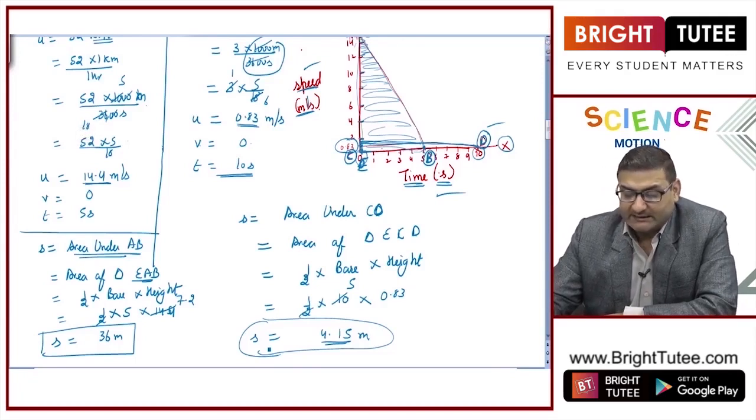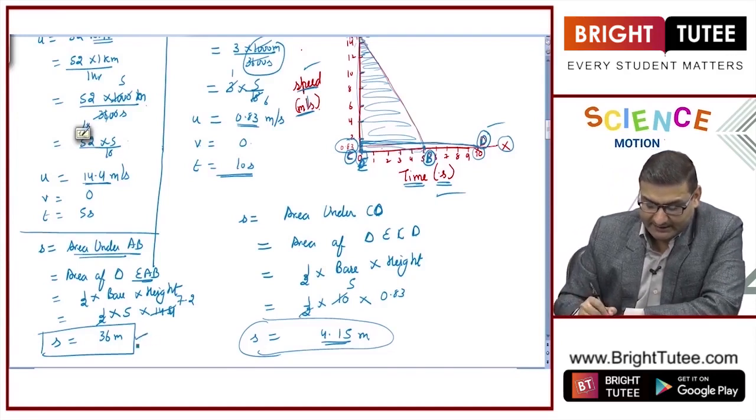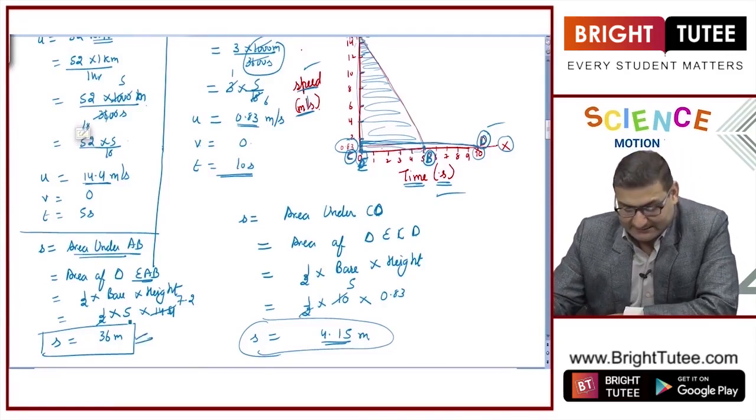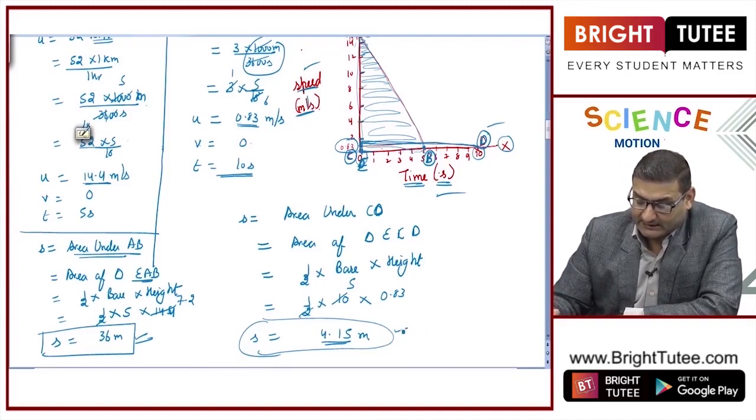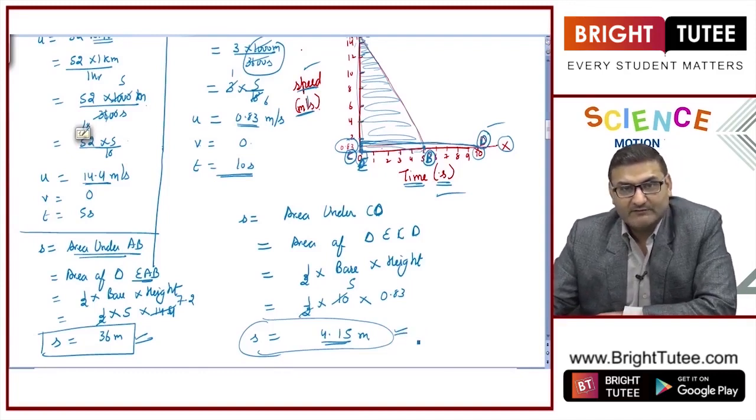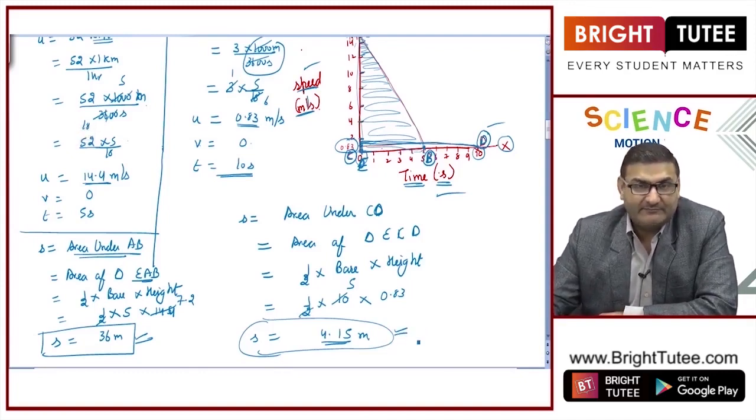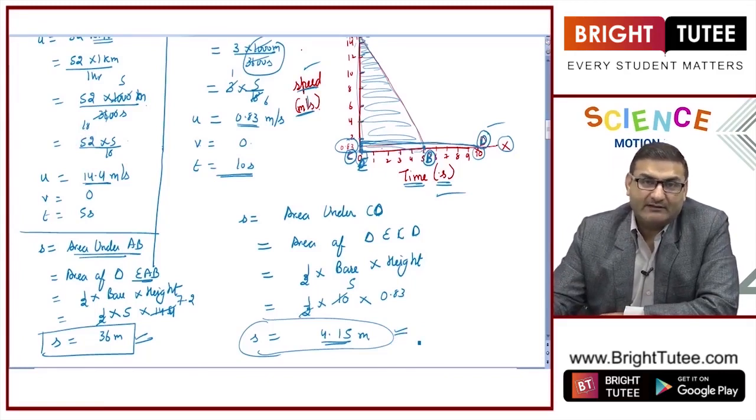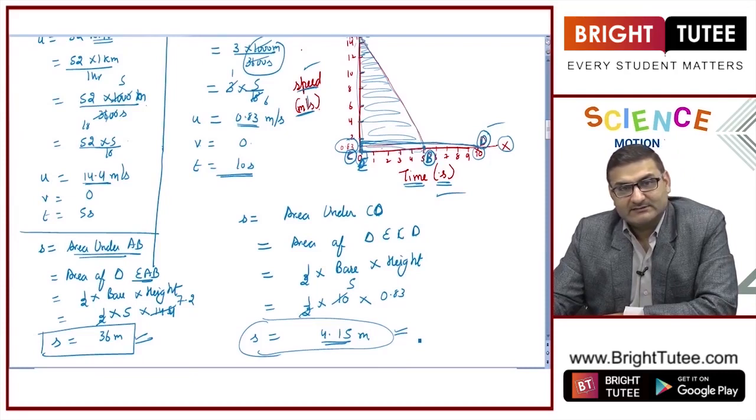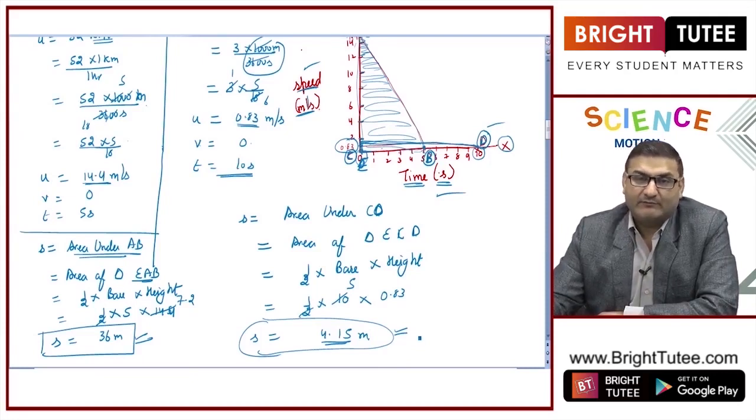Now, we see that after applying the brakes, car A travels a distance of 36 meters and car B travels a distance of 4.515 meters. So, we can very well relate which car travelled a larger distance. Got it? So, this is how graphically we have to calculate.